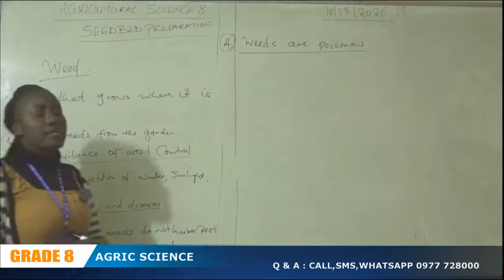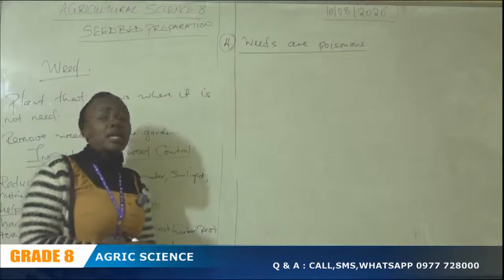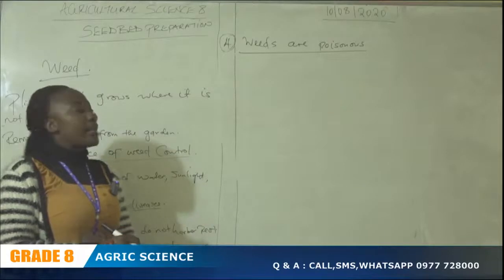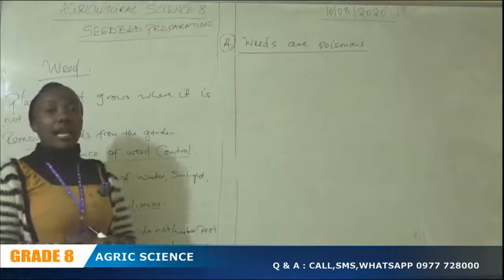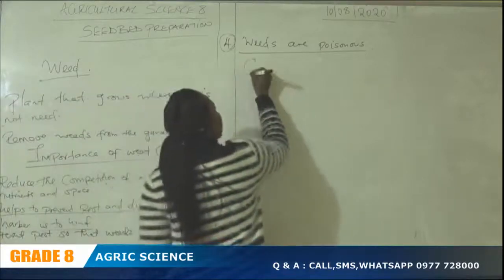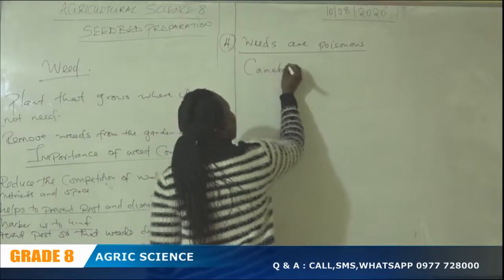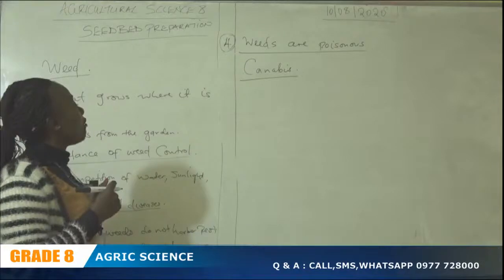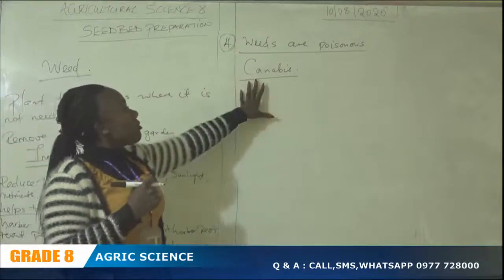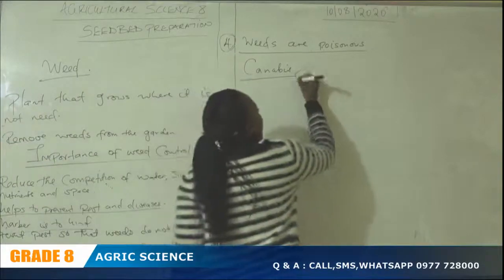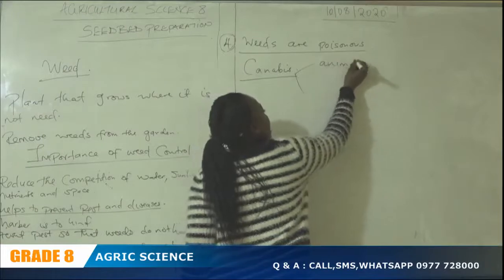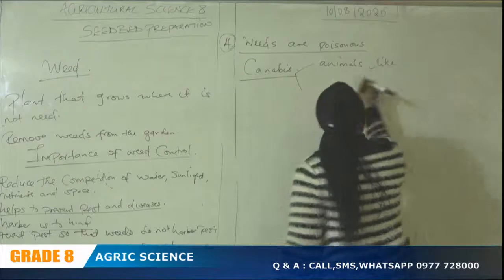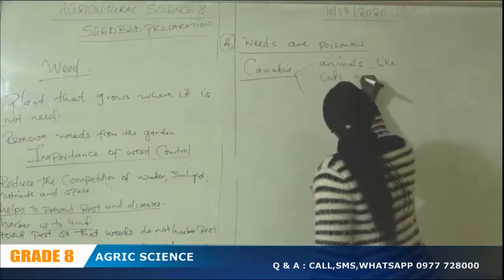Now, why would you leave weeds in the garden? Some weeds are very poisonous that they can kill animals. An example of a weed I'll give is cannabis. It's a type of marijuana. This kind of weed can kill animals like cats and dogs.